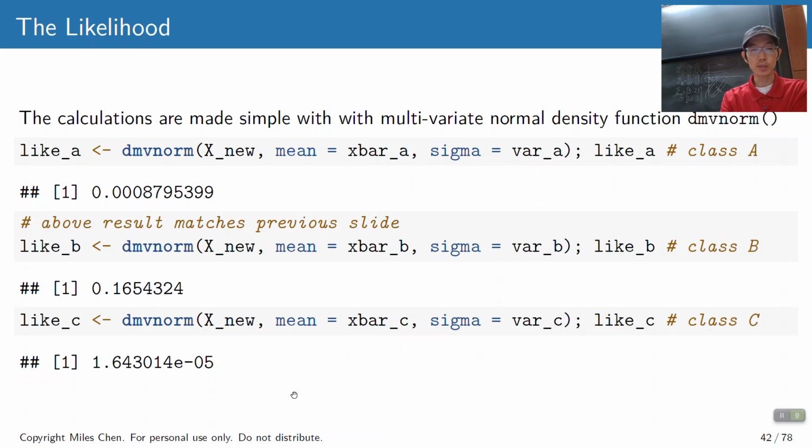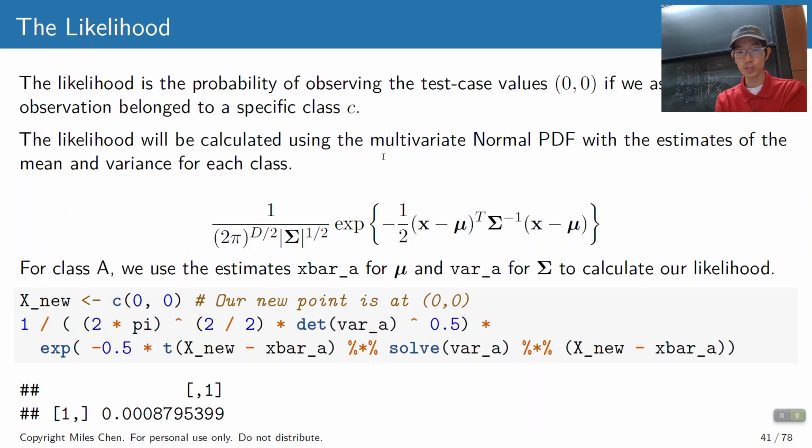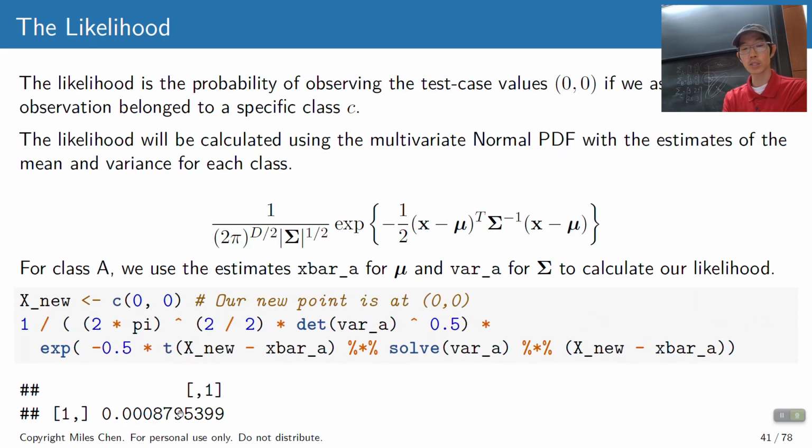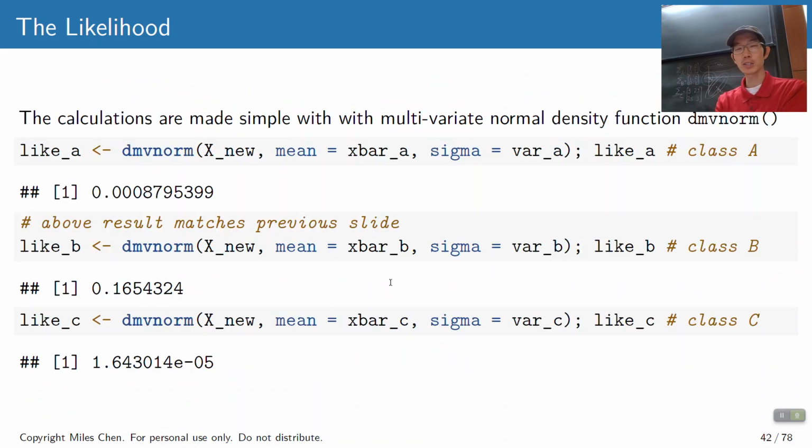Thankfully for us, there is the function dmvnorm, density of the multivariate normal, and I can just say, hey, what is our new observation? 0, 0. What is our mean of A, which we calculated, and what is the variance? And if you do that, it spits back the exact same number, 0.00008795399. Okay, so we don't have to worry about using the normal PDF directly ourselves. We can just simplify our lives and use the density function from our package mvtnorm.